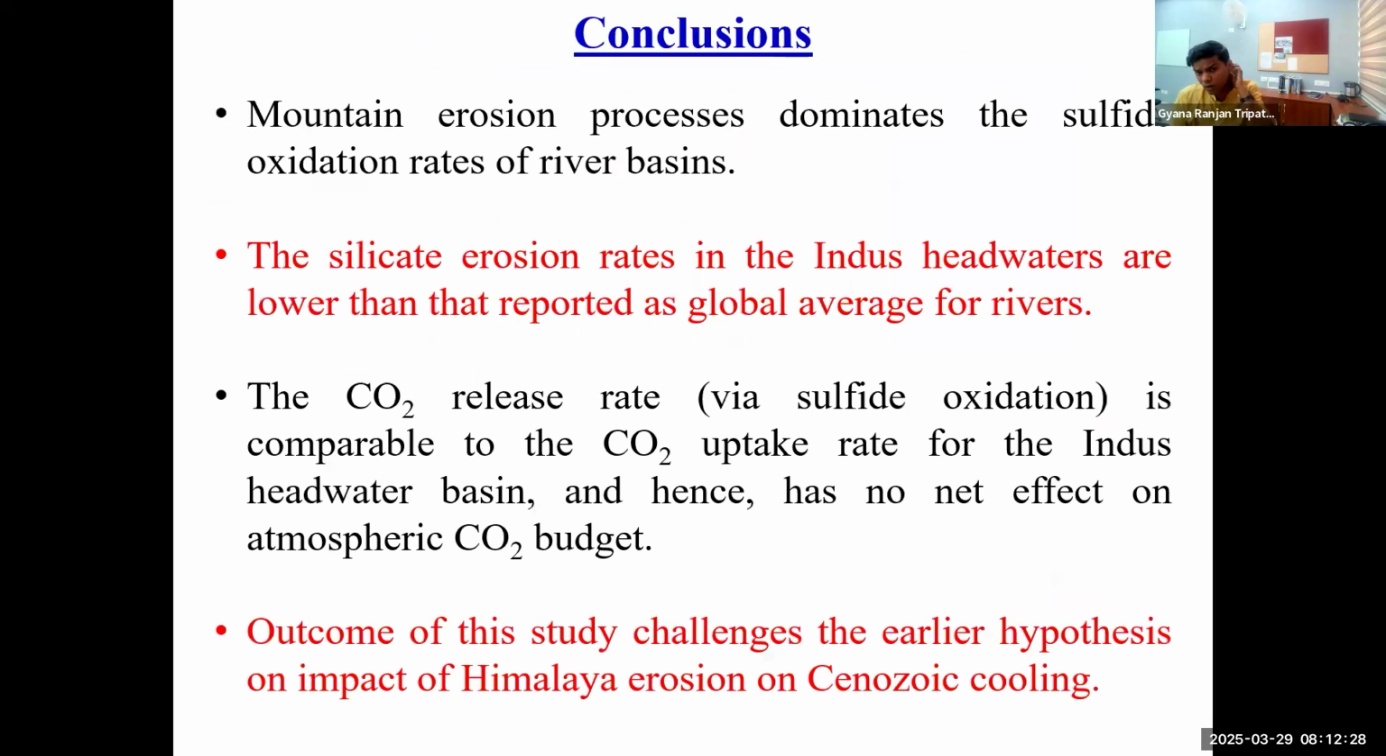With that, I will conclude. Mountain erosion processes dominate the sulfide oxidation rates of river basins. The silicate erosion rates in the Indus headwaters are lower than that reported as the global average for rivers. They are not very high, as probably talked about for many other river basins. The CO2 release rates via sulfide oxidation, where carbonate dissolution is happening, are much higher than the CO2 uptake rate for the Indus headwater basin, and hence there is no net effect on the atmospheric CO2 budget.